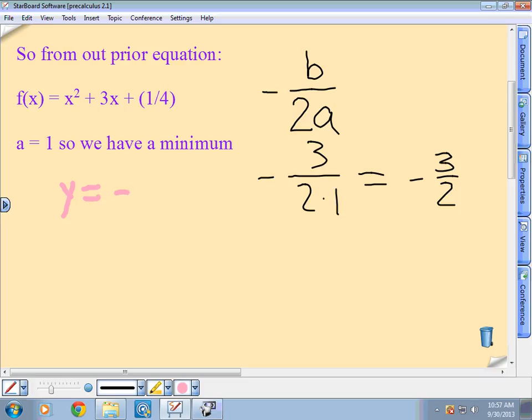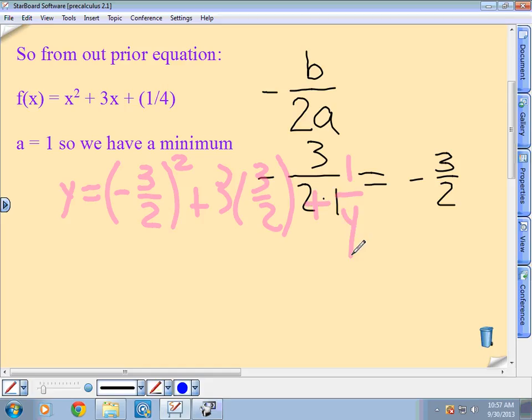So if I put negative 3 halves squared plus 3 times 3 halves plus 1/4, I could solve that easily enough. What's negative 3 halves squared? Positive 9/4. What's 3 times 3 halves? 9 halves.